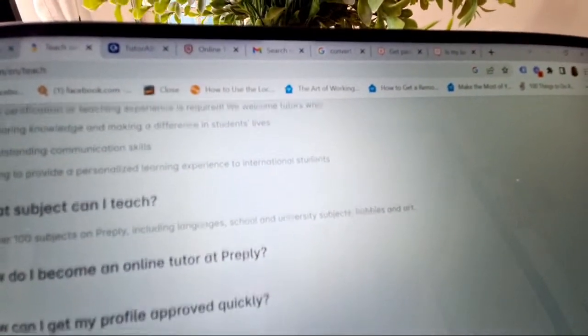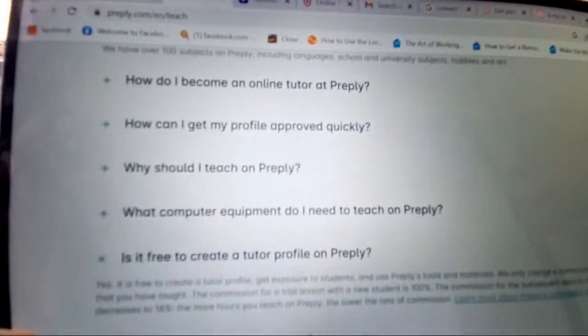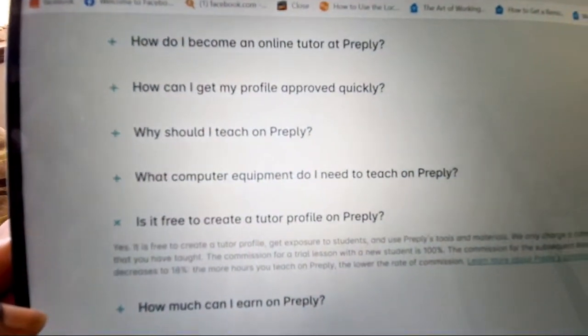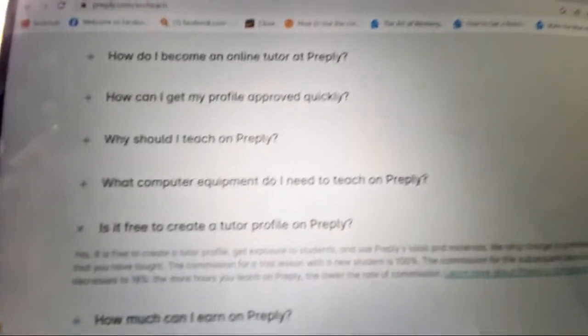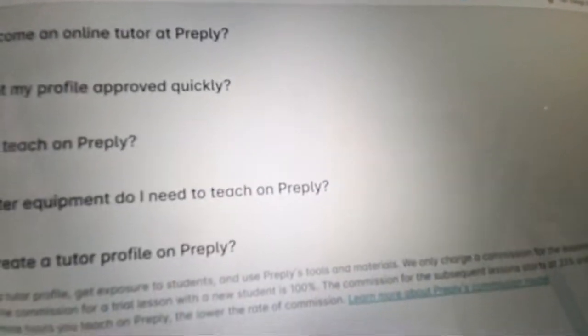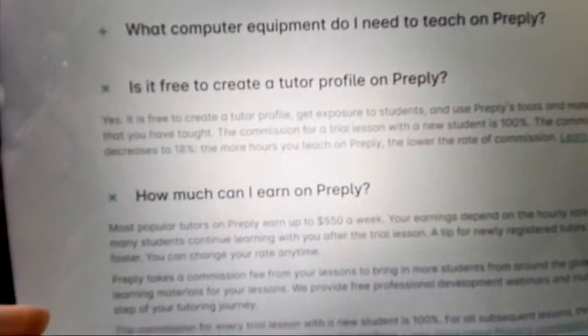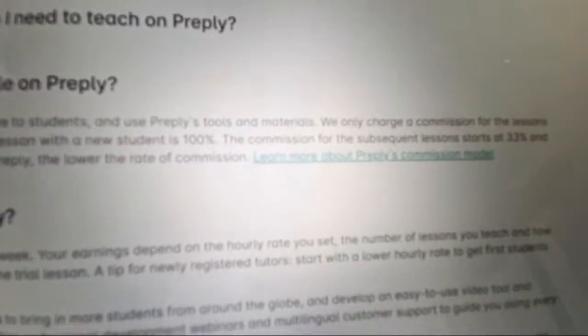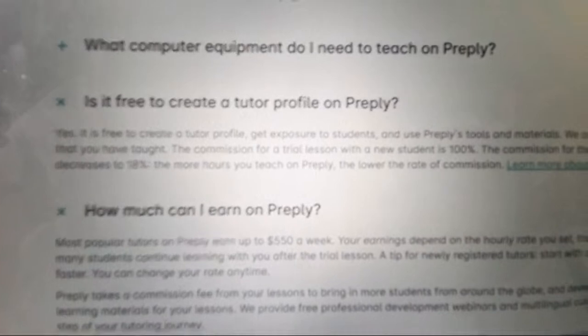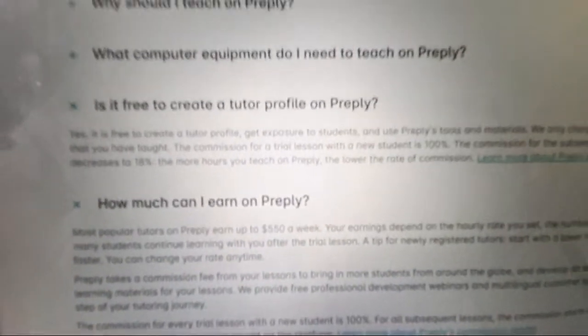Is it free to create an account? Yes, it is free. But of course they're gonna charge you commission. But the trial lesson with a new student is 100% yours. How much can you earn? Most tutors can earn up to $550 a week. Your earnings depend on your hourly rate you set, the number of lessons you teach, and how many students continue learning with you after the trial lesson.